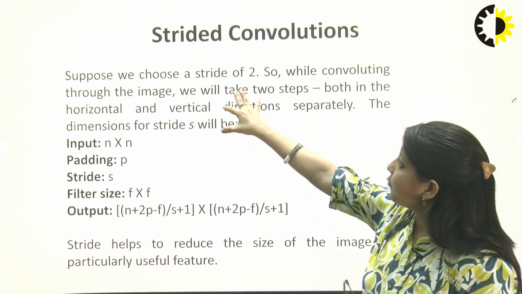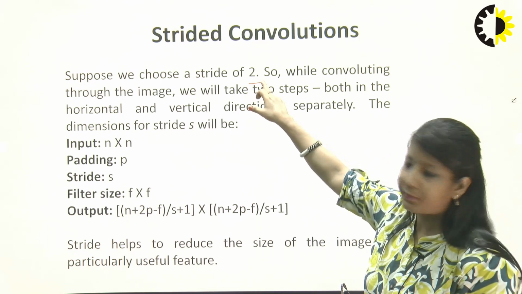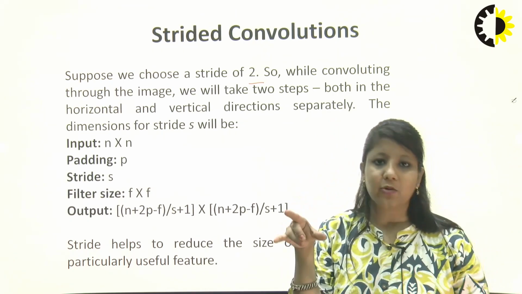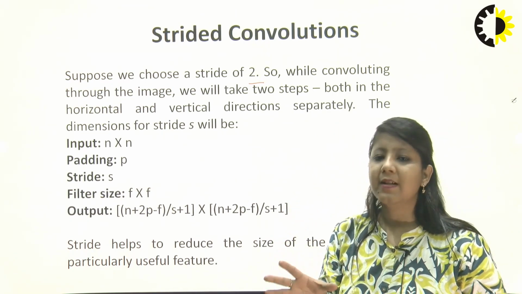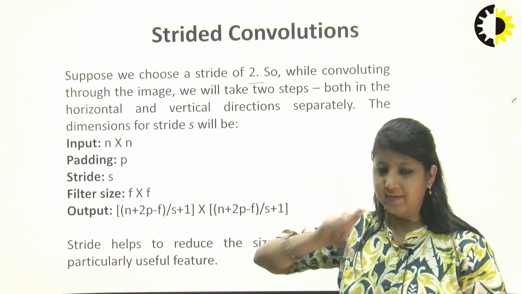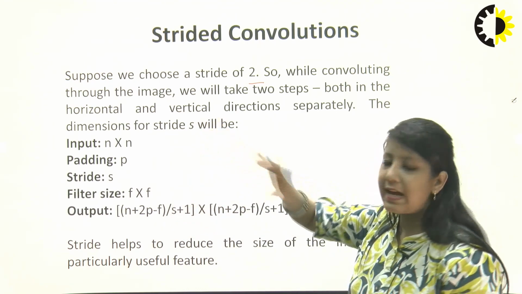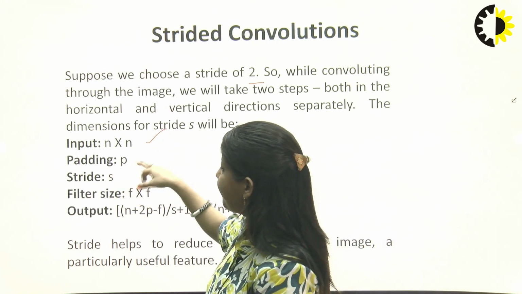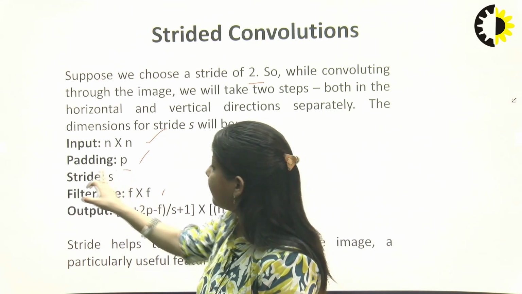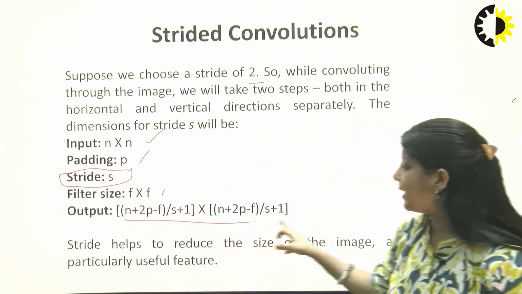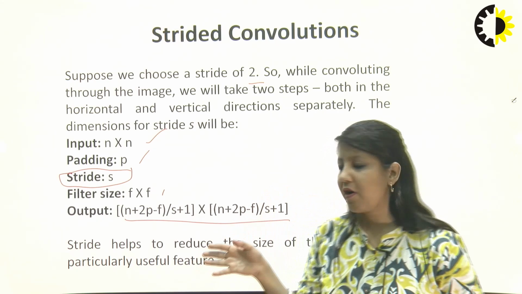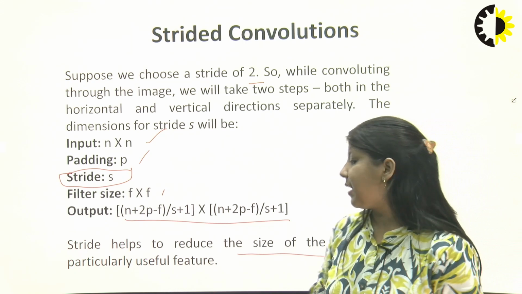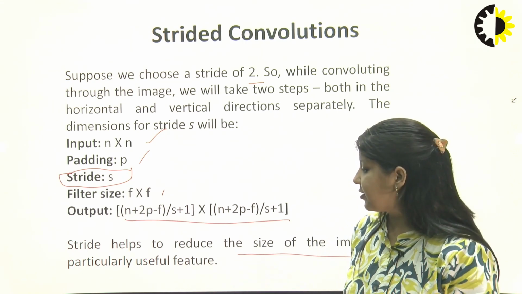Strided convolution: suppose we choose a stride of 2. So while convolving through the image, we will take 2 steps. I already told you this is the window size. We slide the pane in the horizontal and vertical directions. So with stride, we have the input image, the padding, and the filter size, and this stride also comes into the picture. Then finally we get this formula for the output image. Stride helps to reduce the size of the image, and is particularly useful for features.